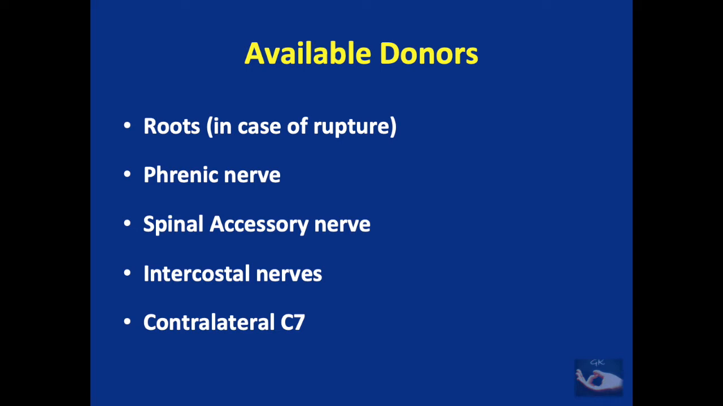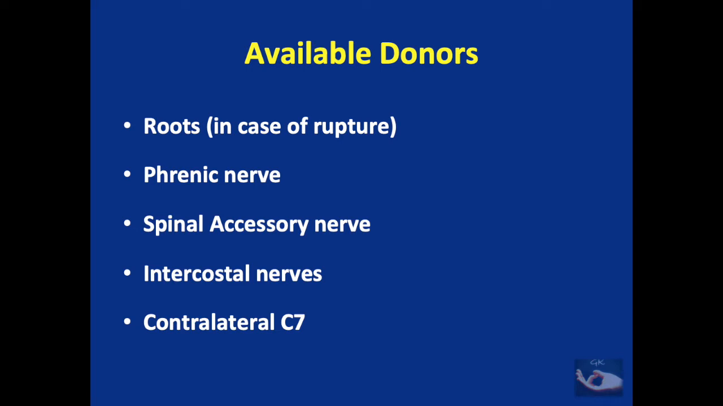First is the roots, which happens in case of rupture. The proximal roots are available. The next is the phrenic nerve. Third is the spinal accessory nerve. Then we have the intercostal nerves from 2 to 7. We always have the contralateral C7 root, which can be used as a transfer using a vascularized ulnar nerve graft.